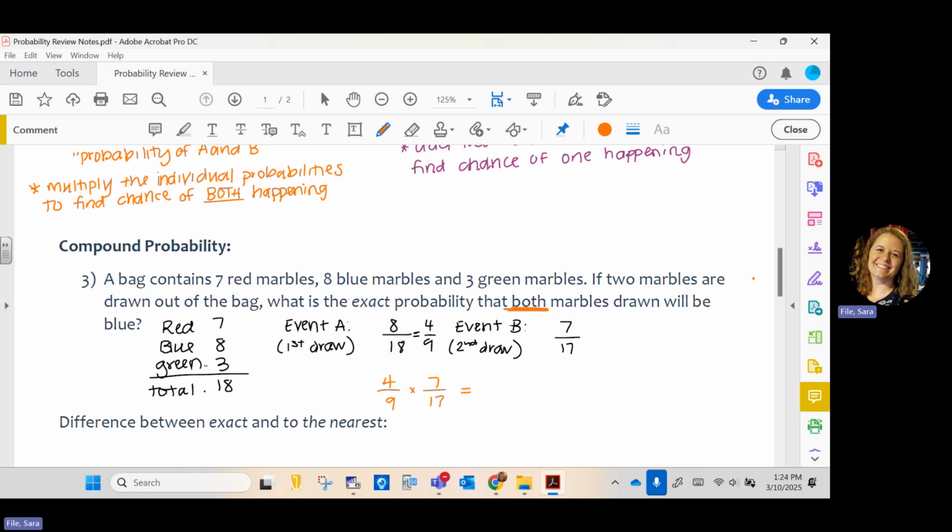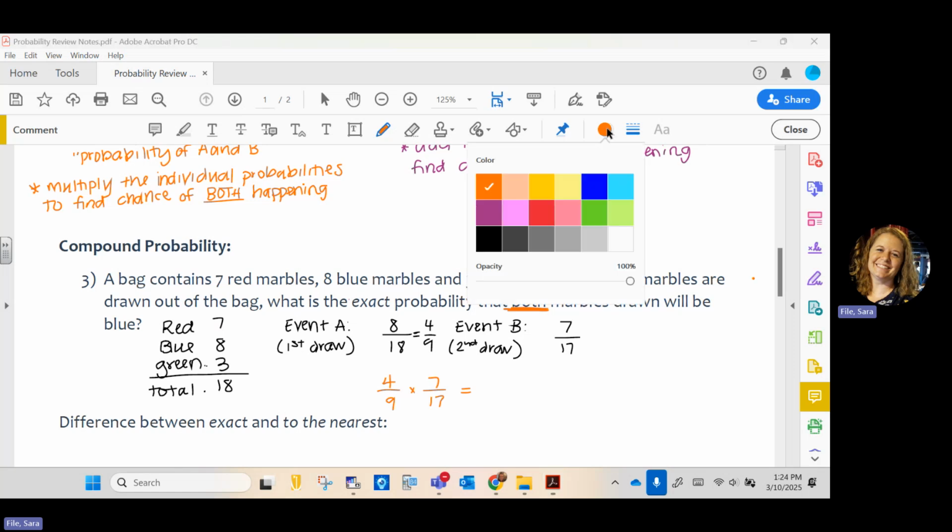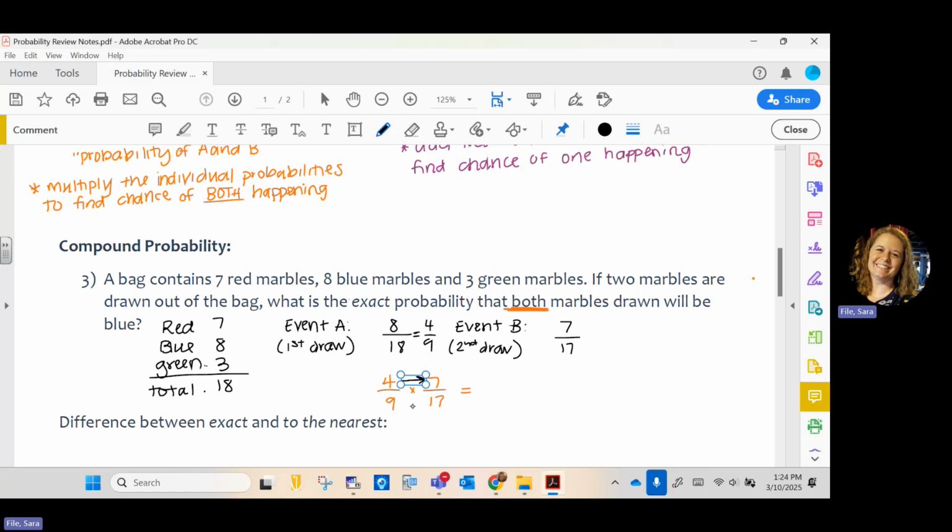Now when we multiply our fractions, remember you multiply straight across the top and straight across the bottom. So 7 times 4, or 4 times 7, is 28. And 9 times 17 is 153. So there is a 28 out of 153 chance that you would draw 2 marbles and both would be blue. That is the exact probability. We are not going to get that as a decimal and round it.